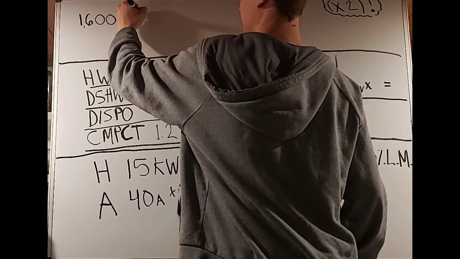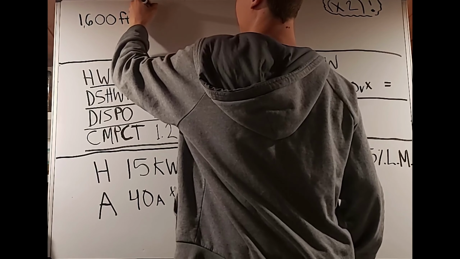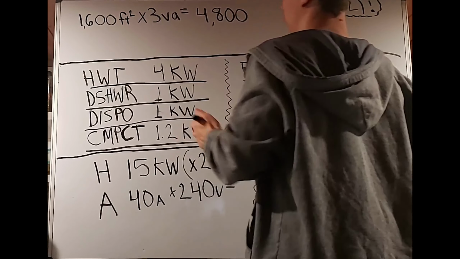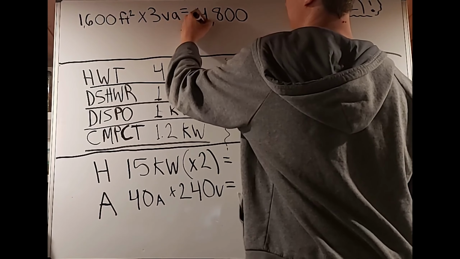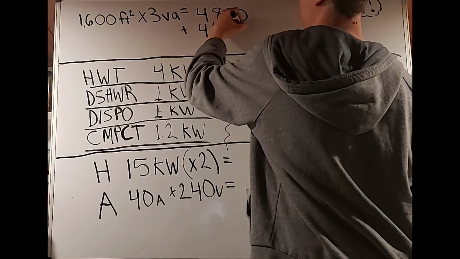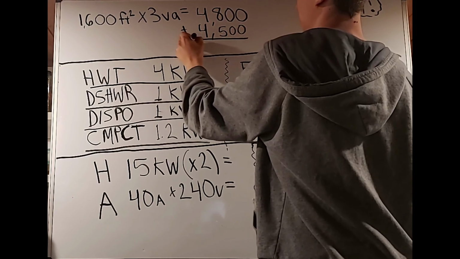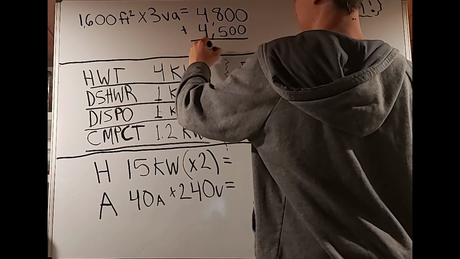We have 1,600 square feet. We're going to multiply our square feet by 3 volt amps. We're going to get 4,800, and then we're going to add that 4,500 for the 2 small appliance branch circuits and the 1 laundry circuit. We're going to get 9,300.